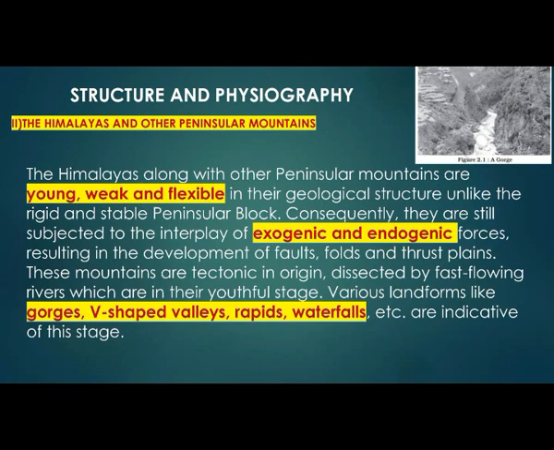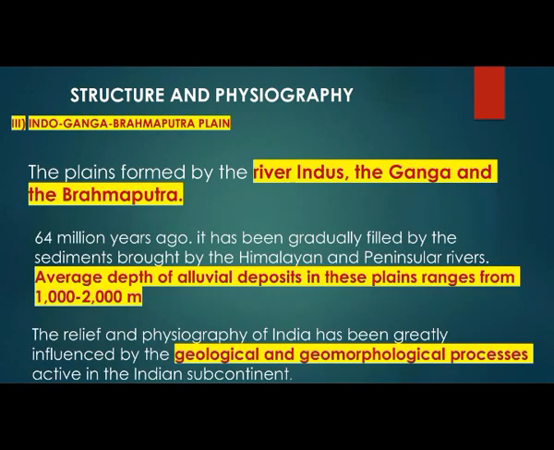When we look into the Himalayas, the Himalayas along with other peninsular mountains are young, weak and flexible in their geological structure, unlike the rigid and stable peninsular block. Consequently, they are still subjected to the interplay of exogenic and endogenic forces, resulting in the development of faults, folds, and thrust planes. These mountains are tectonic in origin, dissected by fast flowing rivers which are in their youthful stage. Various landforms like gorges, V-shaped valleys, rapids, waterfalls, etc. are indicative of this stage.